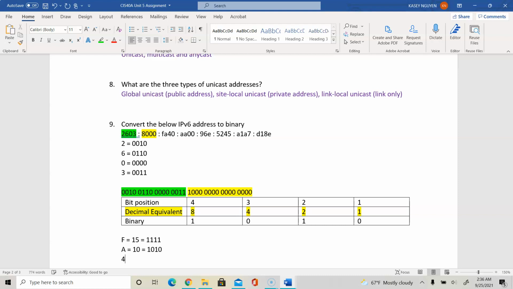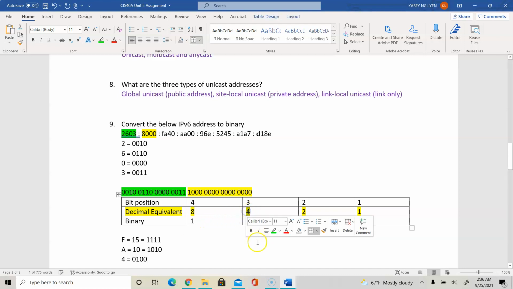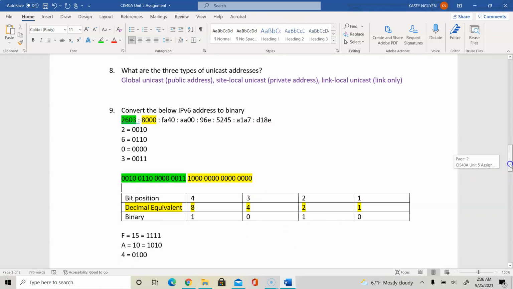And then for our 4 on the next one, that's easy. That's going to be 0100 because the only one that's going to be on is that. So now when we find the last one, which is the 0, that would be easy. 0 is equal to 0. So on the next one, we would have 1111, 1010, 0100, 0000. All of that, I just put over here together so you can see.